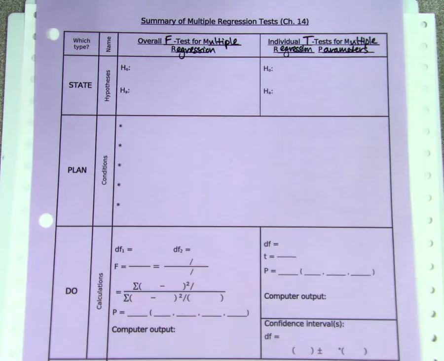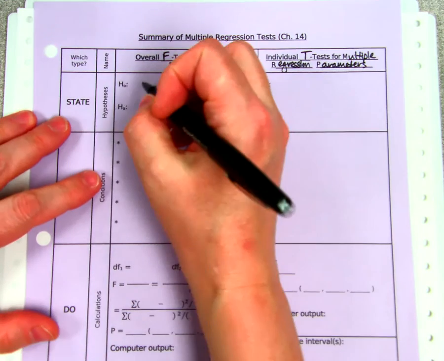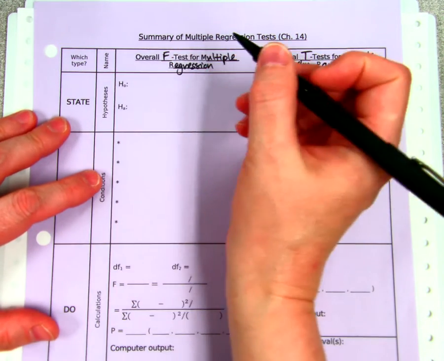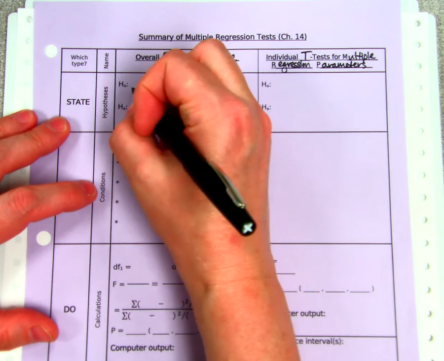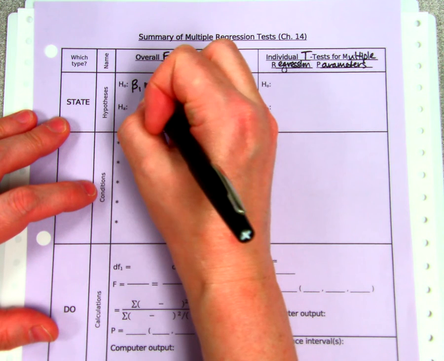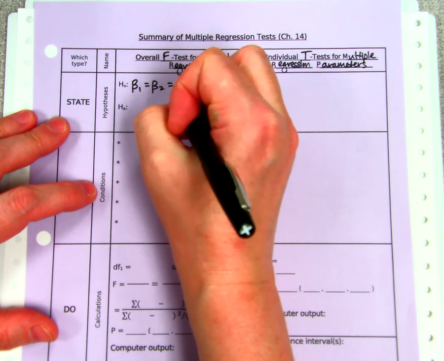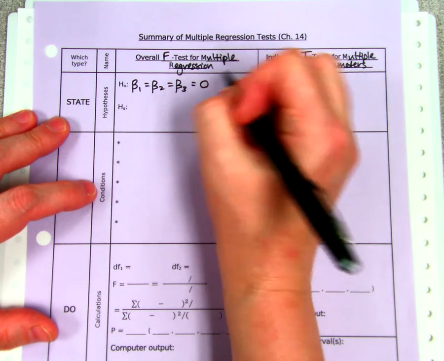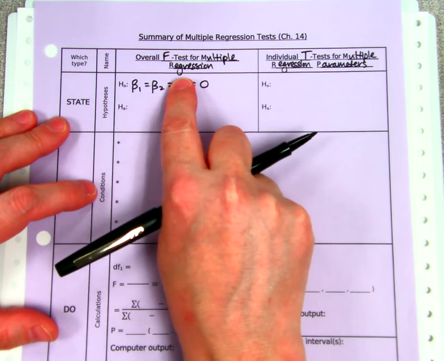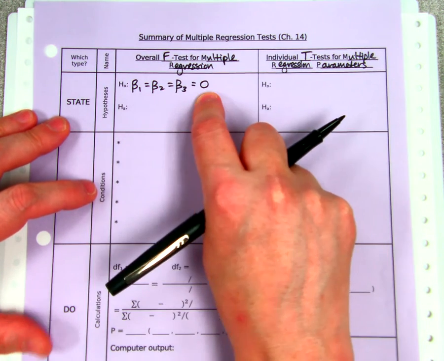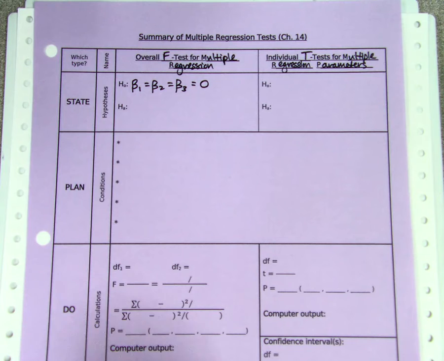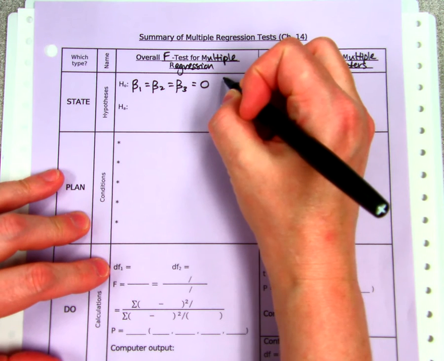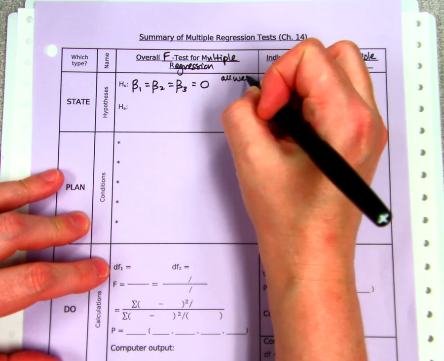So the null hypothesis for the overall F-test is you leave off beta 0, because the null hypothesis is saying all you need is beta 0. You put all the rest of them. So beta 1 equals beta 2 equals beta 3. Sometimes there's more, but we haven't done more this year. Sometimes there's not a beta 3, just 1 and 2, but it's all of the ones that are not 0, because this is basically saying all we need is the y-intercept.